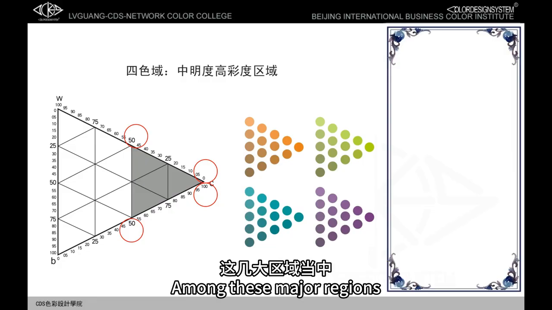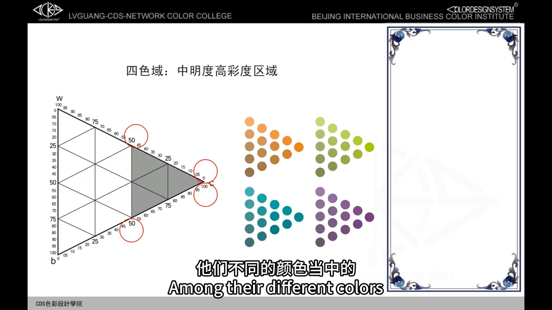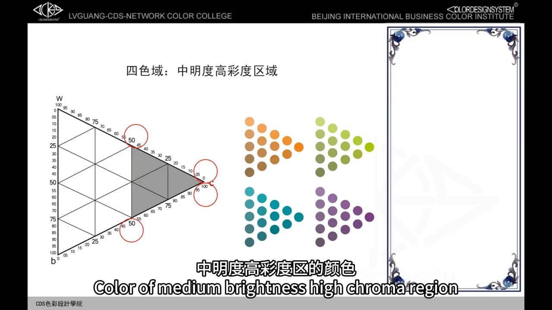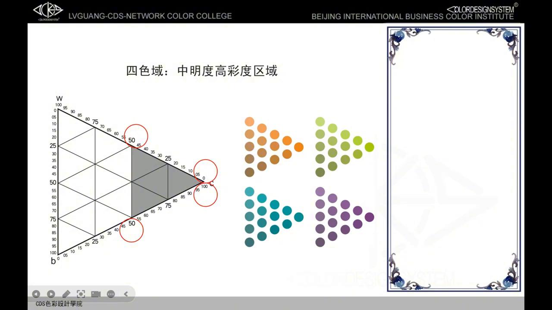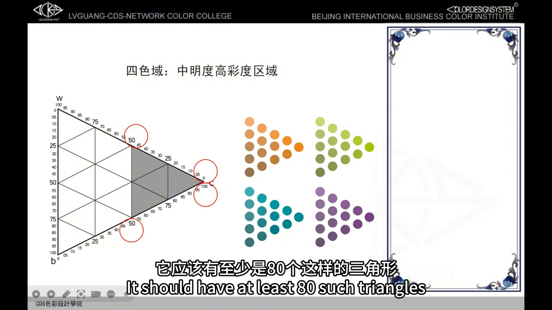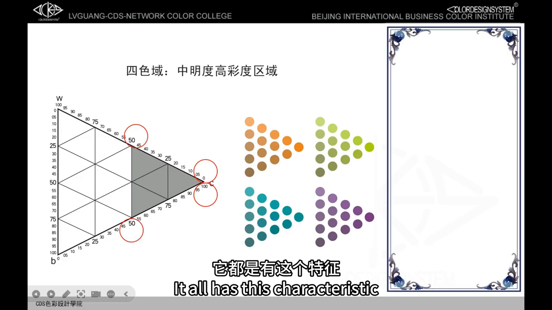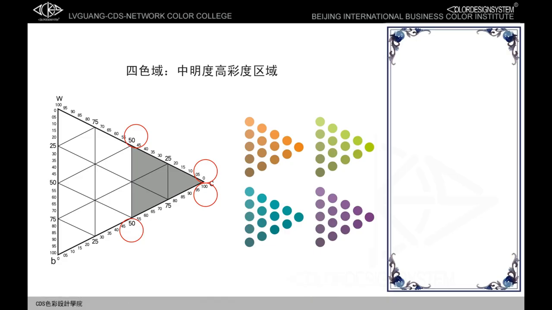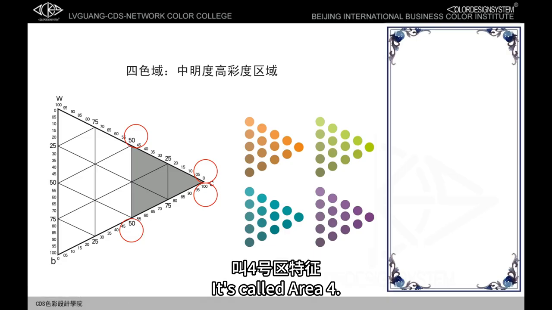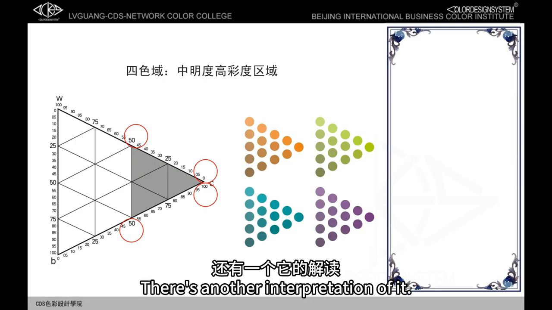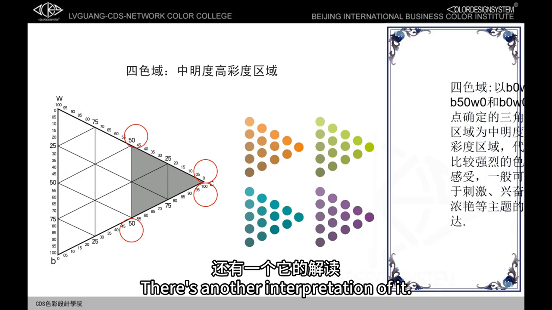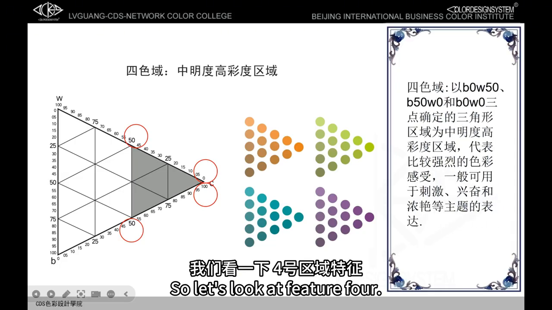Among these major regions, among their different colors, the colors of the medium brightness high chroma region, you see these colors, should have at least 80 such triangles. It all has this characteristic. It's called Area 4. What about the characteristics of Area 4? There's another interpretation of it. So let's look at Feature 4.